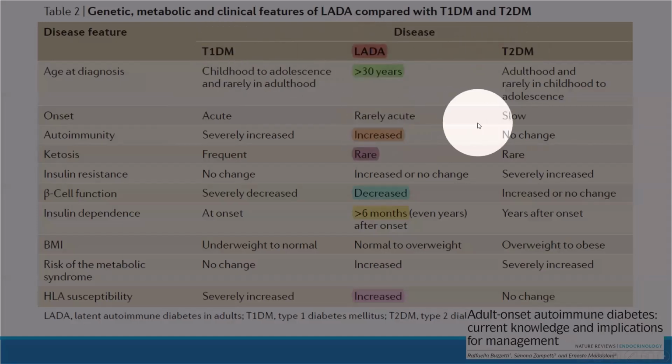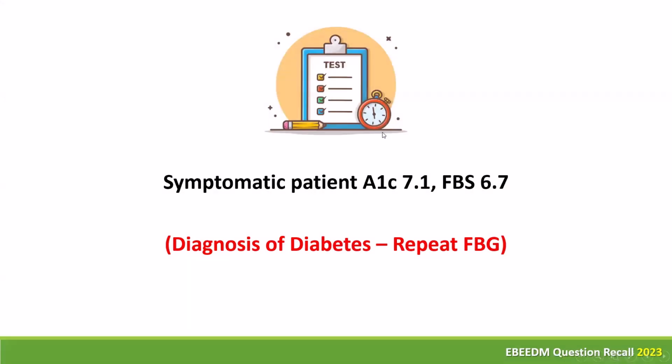Slowly progressive type 1 diabetes mellitus may be controlled initially by oral medication, but in a short duration, it will require insulin therapy like type 1. But don't forget that if we have positive autoantibody, it may be type 1 or LADA. In LADA, autoimmunity is positive. Don't forget this.